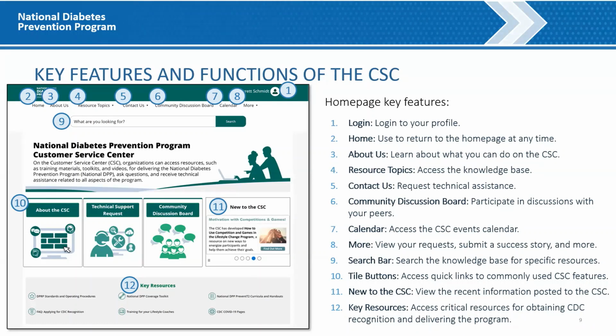The search bar located underneath the navigation bar is the easiest way to find specific content. This feature allows customers to enter keywords to quickly gather information and resources to answer their questions about delivering the national DPP. The three tile buttons in the middle of the homepage about the CSC, technical support request, and community discussion board will allow customers to learn about the national DPP website, submit a question to a CDC representative, and access the community discussion board.